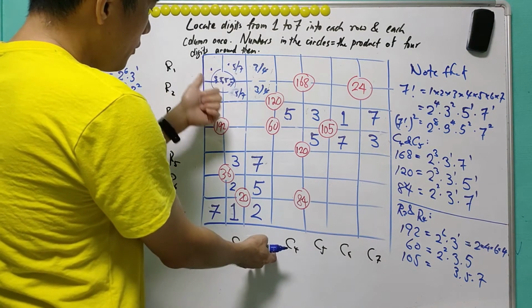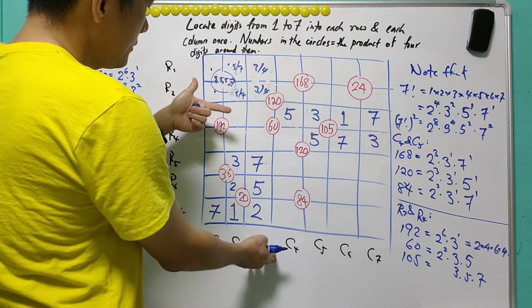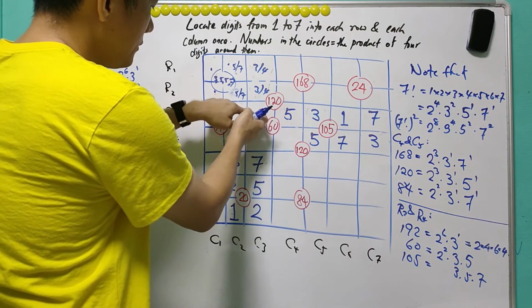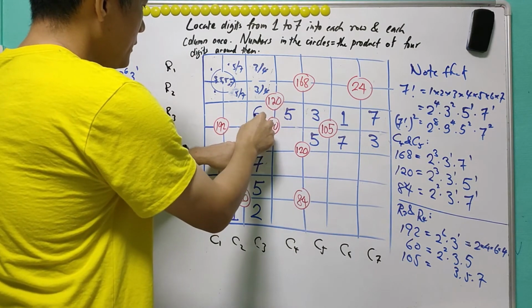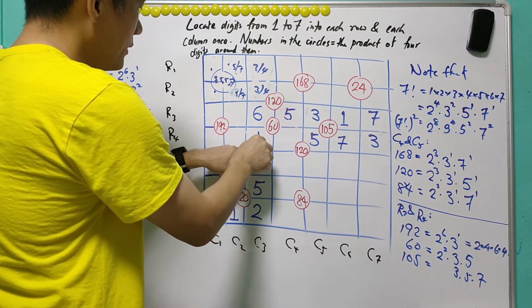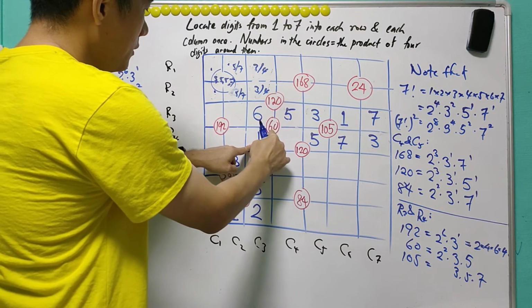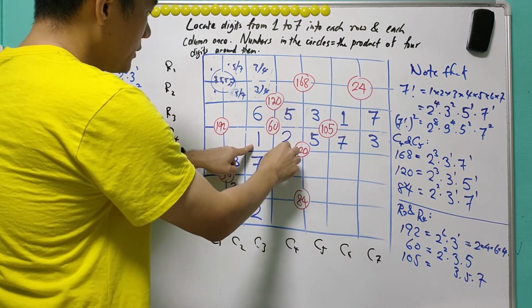We sort of 1 and 6. But in R3, we cannot put 1. That's why it must be a 6. And this is equal to a 1. And look at the number 60. 2 must be here.